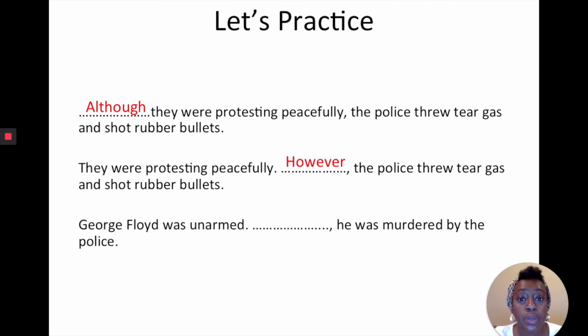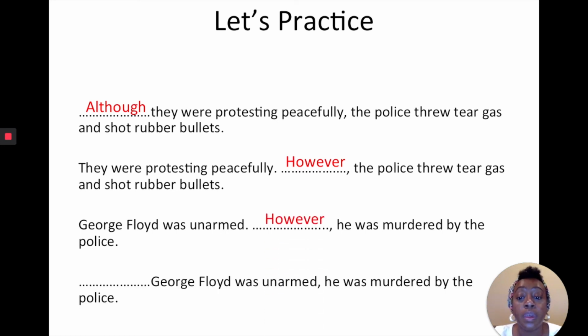George Floyd was unarmed. Blank, he was murdered by the police. However, blank, George Floyd was unarmed. He was murdered by the police. This one is although. So I hope that makes sense. If this gets a little tricky for you, you could always jump to step 3, which is the Kahoot challenge.